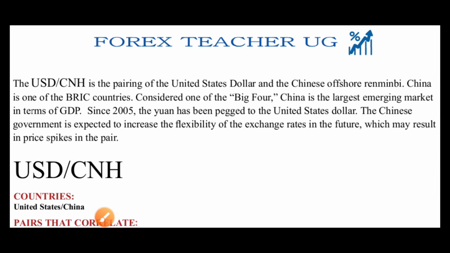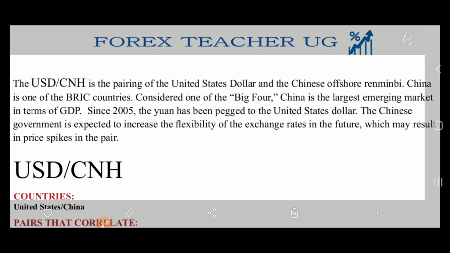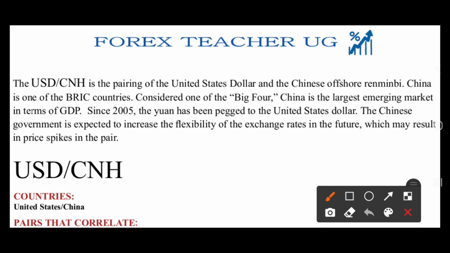Let's start with the United States dollar against the Chinese offshore renminbi. Renminbi, you can actually call it the name you want, USD and CNH. So, the pairing of the United States dollar and the Chinese offshore renminbi. China is one of the BRIC countries, considered one of the big four. China is the largest in emerging markets. We all know that it's producing lots of goods, in terms of gross domestic product. Since 2005, the yuan has been pegged to the United States dollar.